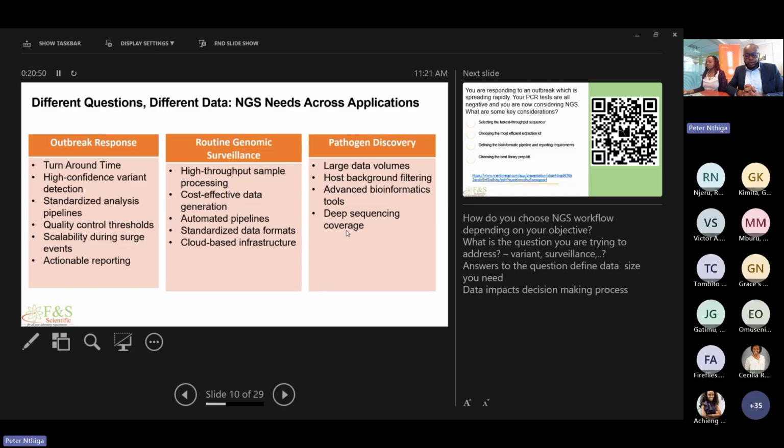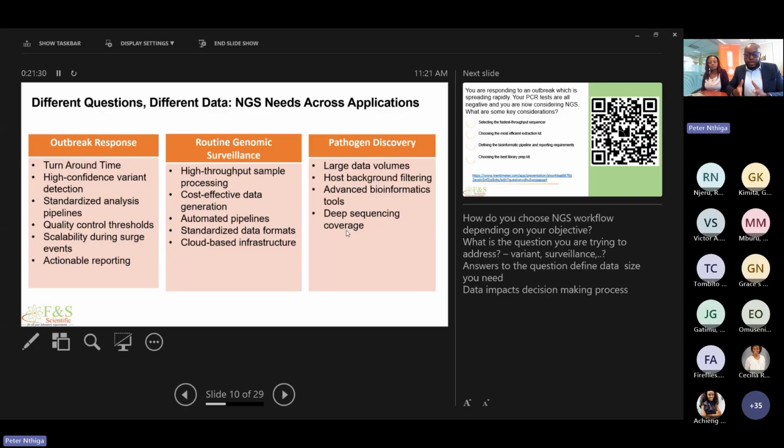So when you look at, for example, an outbreak response objective, aspects like turnaround time should really guide our decision-making process. Think aspects like high confidence variant detection, for example, whether we have standardized data analysis pipelines, whether we have quality control thresholds to give us confidence in the data that we are reporting, and of course, the aspect of scalability during such events and actionable reporting will be some of the key factors that will really guide us in developing a very robust outbreak response genomic strategy.